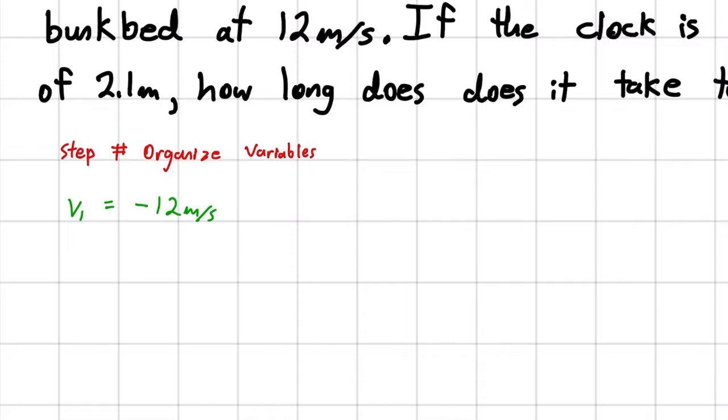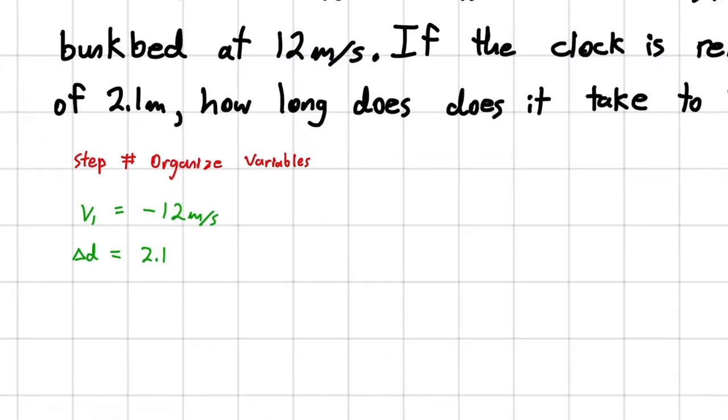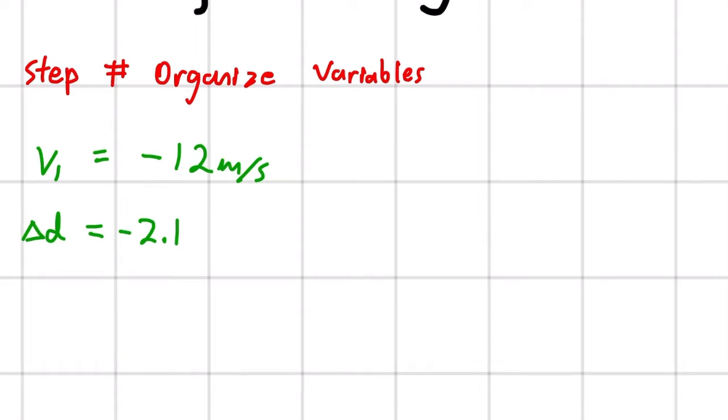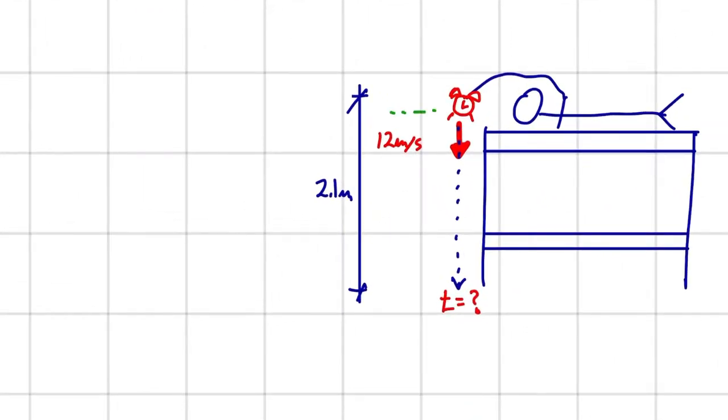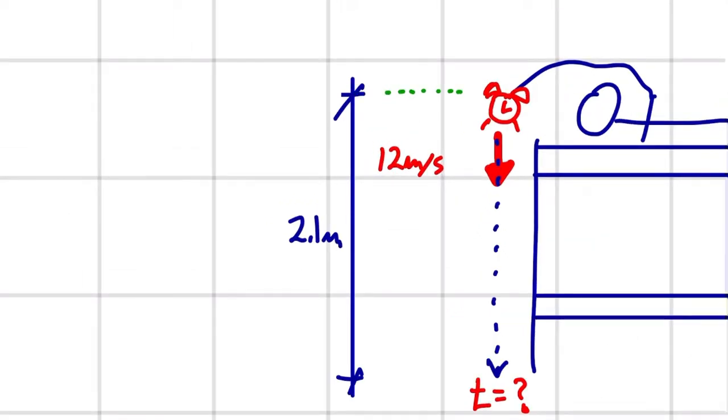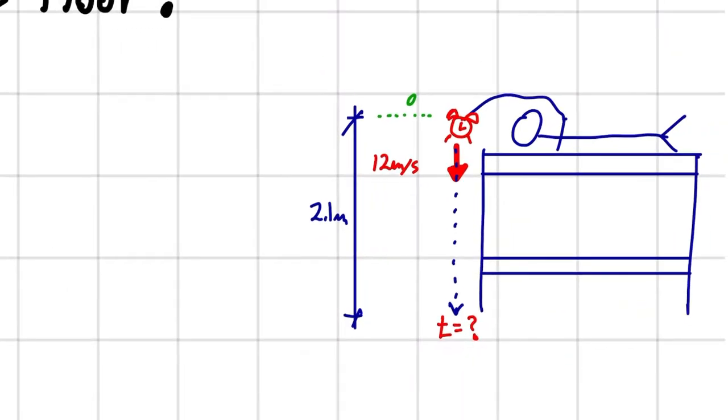So we are given a change in displacement there. That is 2.1 meters. During the time that we're analyzing the movement of this clock, it will be moving negative 2.1 meters because it's starting at this line that we'll call 0, and it's moving. I'm just going to draw it in line with this tick. This is our 0, and our distance traveled is going to be negative 2.1 meters. All right.